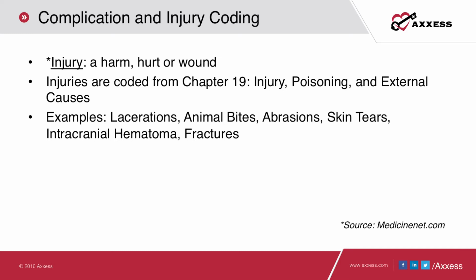Injuries, on the other hand, an injury is a harm, a hurt, or a wound. Now, injuries are coded from Chapter 19, and that's the Injury, Poisoning, and External Cause Code chapter. Some examples of injuries are things such as lacerations, animal bites, abrasions, skin tears, intracranial hematomas, and fractures.